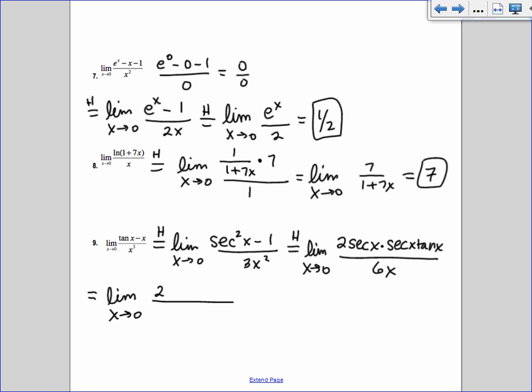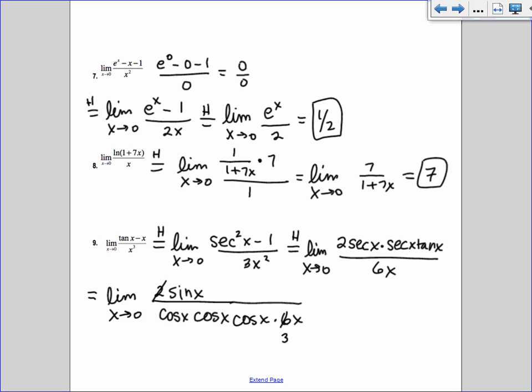So we have 2 over, now secant is 1 over cosine, so I'm going to put a cosine on the bottom. And then I'm going to have a cosine on the bottom. And then tangent is sine over cosine, so I'm going to have a cosine on the bottom and a sine on top. And then I'm going to have 6x. Do you see anything that I did there? Or do I need to do that again? We're good. And I'm going to reduce out and have a 3.